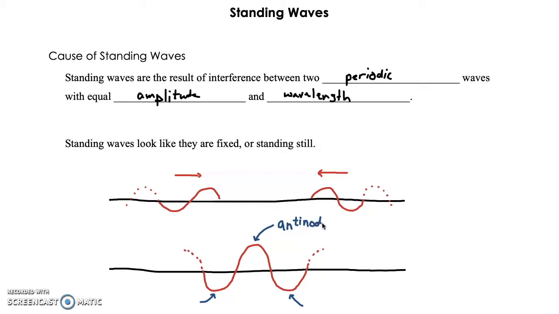Now I started with antinode because these loops are the most obvious part of the waveform, but there's also these parts in the middle over here, here, here. These, if these are antinodes, these are called nodes.